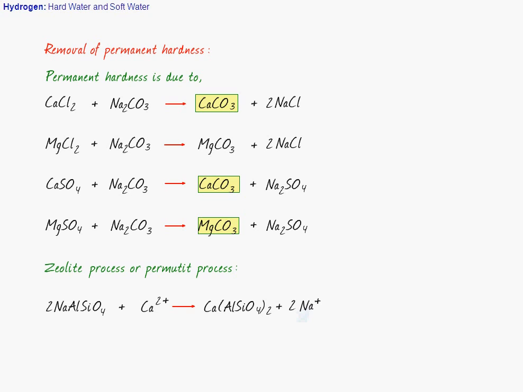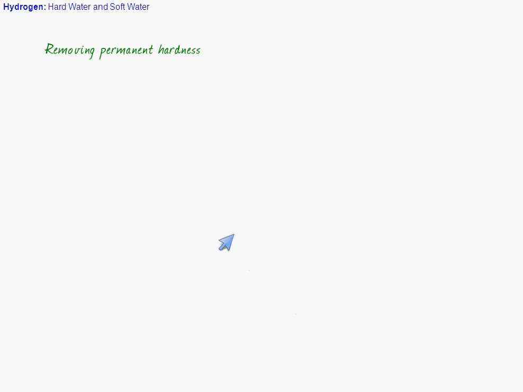Next method of removing the permanent hardness is by adding synthetic resins. Hard water is mostly softened by using synthetic cation exchangers. They are more efficient than zeolite and permutit. These cation exchangers are large organic molecules containing sulfonic acid, RSO3H, groups. The ion exchange resin is first changed to the sodium form by treatment with sodium chloride solution and then used for softening of water.